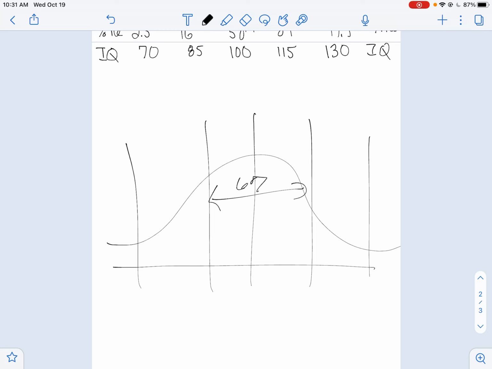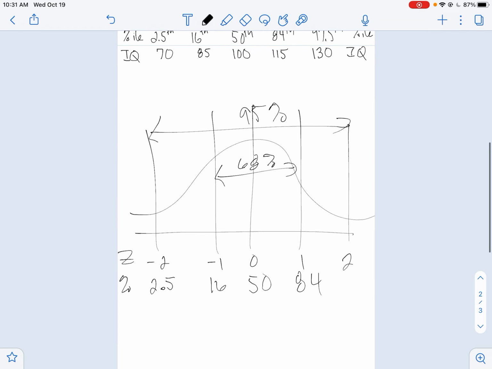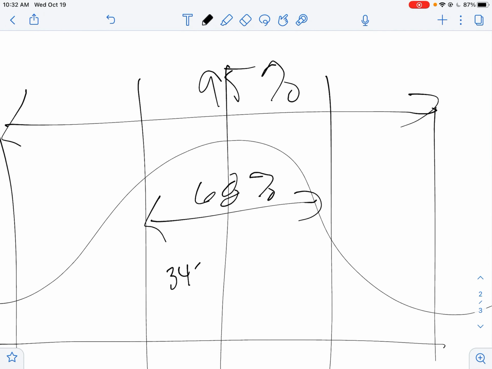68. Oops, that's really bad, but that's okay. 68. 95. Got my Z's here. I'm going to go 0, 1, 2, -1, -2. My percentiles, 2.5, 16, 50. And then let's say, it's been a little while, 84, 97.5. Boom. Look at all this information I already have here. Oh, I'm going to put in my 34%.